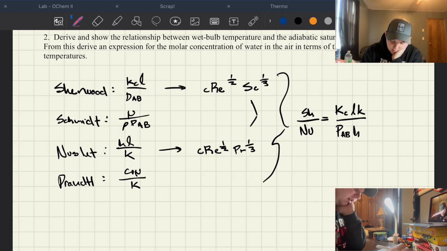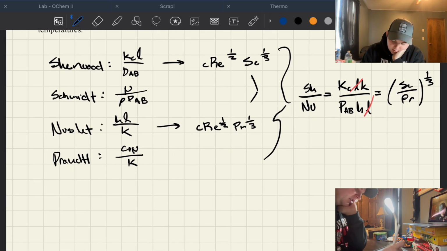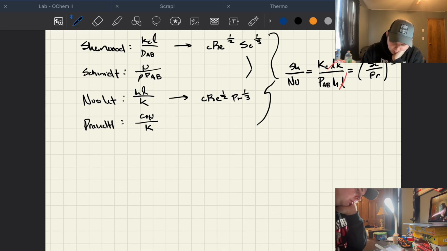Then we can cancel our L's here. We're going to get just Sc over Pr to the 1/3. As we can see, it will be kc times k over D_AB times h. So that's how we derive that term.